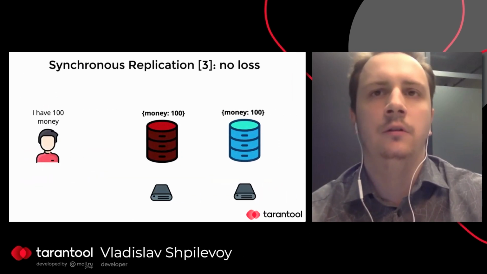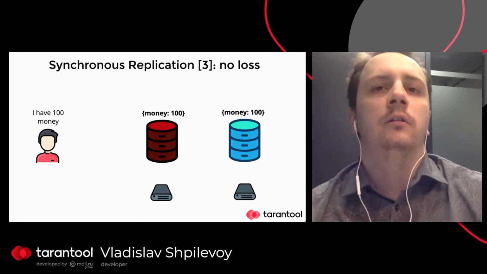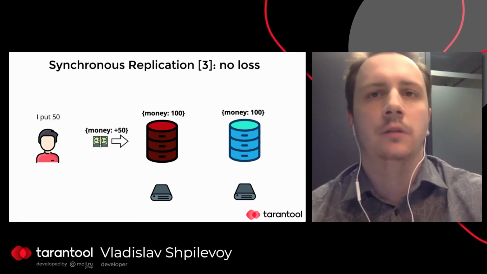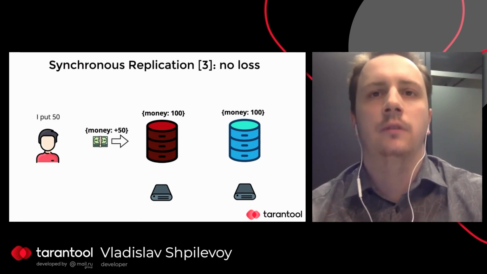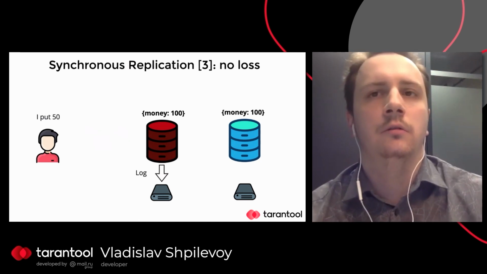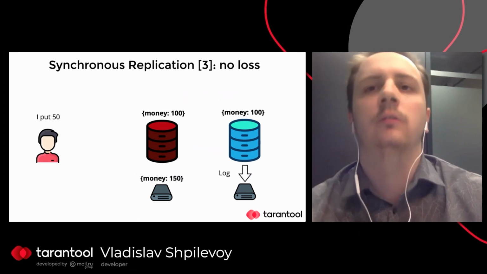Here is how synchronous replication prevents data loss, for an example with a bank customer. The client puts 50 money into an ATM, it sends a request to the master node where it starts a transaction. The transaction is written to the log on disk, but is not visible yet. Now it's replicated and written to the replica log.